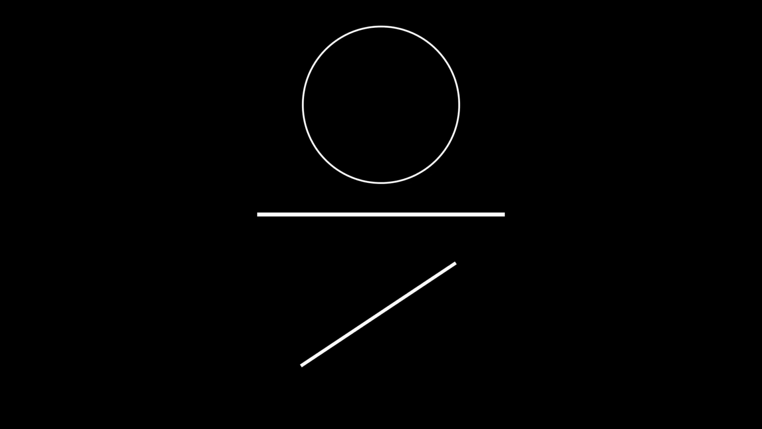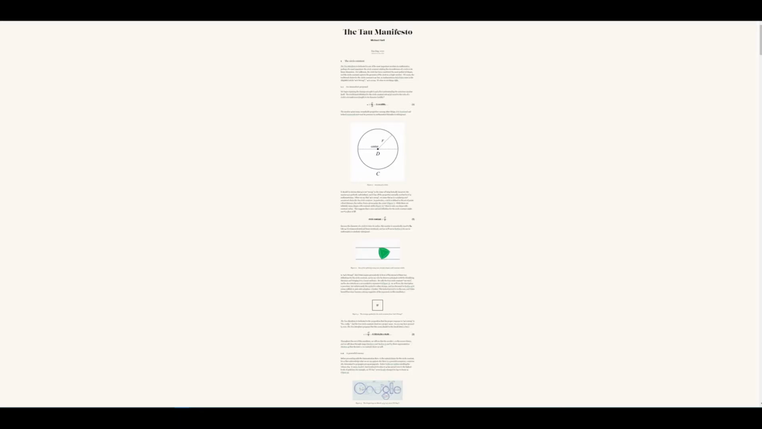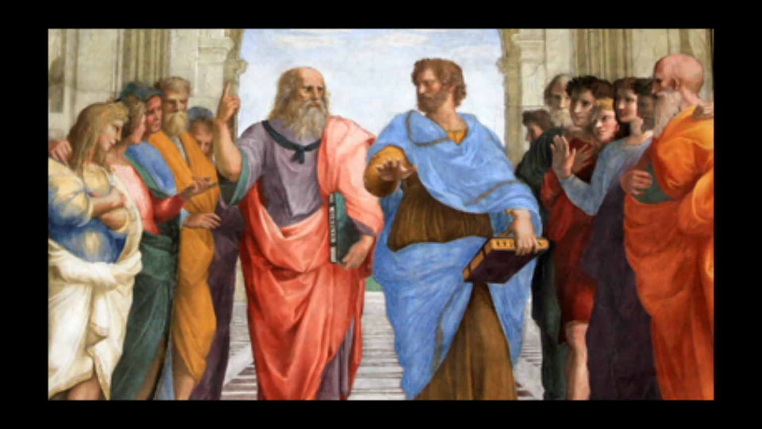So, you guys have probably heard of pi. Pi is just the ratio of the circumference to the diameter. And in this video, I'm going to be explaining an alternative circle constant and why it is much, much better. By the way, this whole thing is based off the Tau Manifesto, so go read it if you want more details.